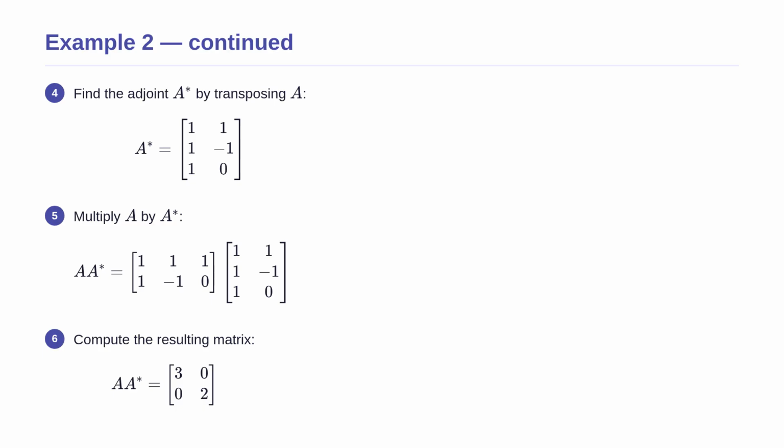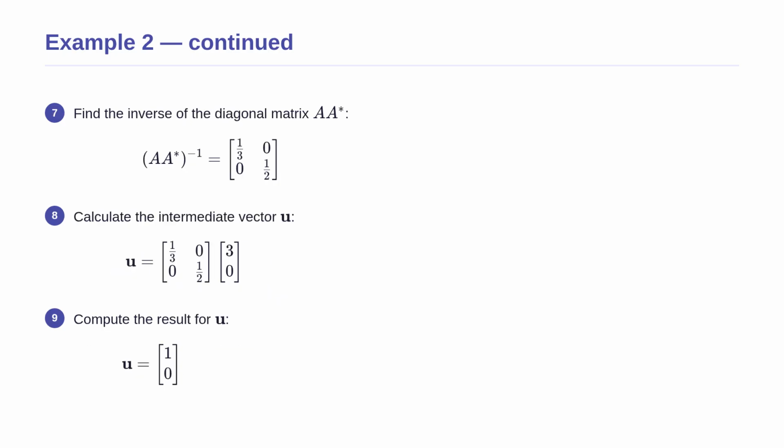Following the same process as before, we find the adjoint A star by transposing the matrix A. The rows of A become the columns of A star. Next, we multiply A by A star. For the top left entry, we multiply the first row by the first column, giving us 1 plus 1 plus 1, which is 3. For the bottom right entry, we multiply the second row by the second column, giving us 1 plus 1 plus 0, which is 2. The off-diagonal entries become 0. This gives us a nice, clean diagonal matrix with 3 and 2 on the main diagonal.